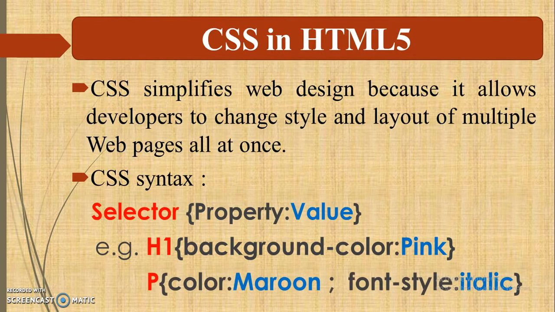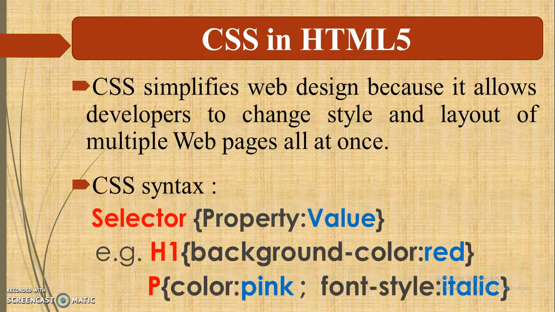In the next example, you can see there are two different properties applied to the p element. First property, color. Color is used to set the color of the text, and second property, font-style, italic. Font-style property is used to apply effects to the text, for example, italic, oblique, or normal. These two properties are separated by semicolon. You can apply multiple properties to a single selector.